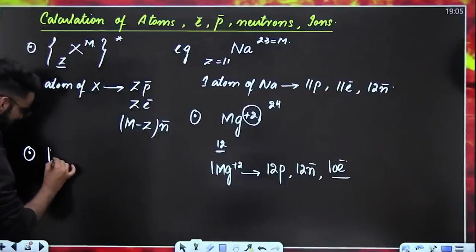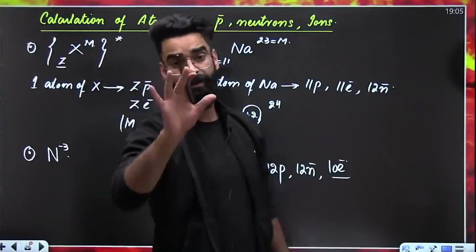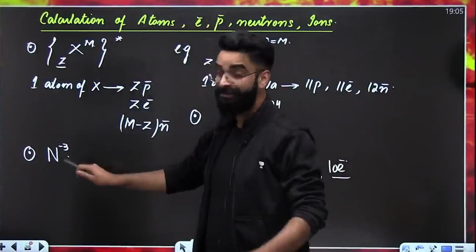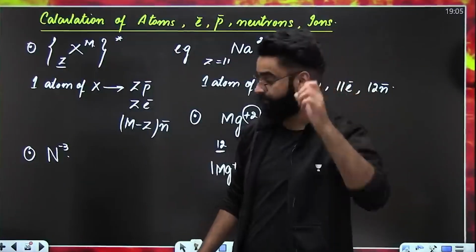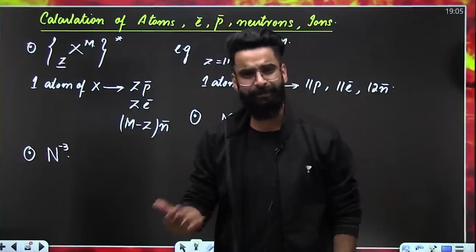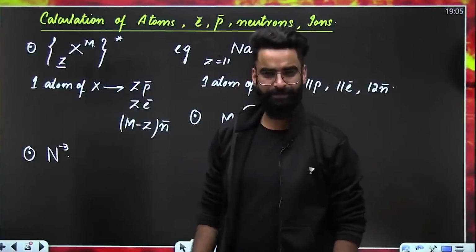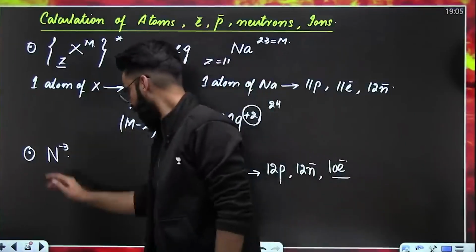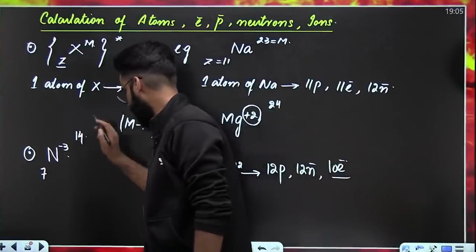Similarly, let's say I'm writing N tri-negative. Again, you have taken nitrogen and the charge is negative. Now, dear students, due to the negative charge, nothing happens to protons, nothing happens to the neutrons. The only thing that changes is the number of electrons. So, its atomic number is 7, its mass number is 14.